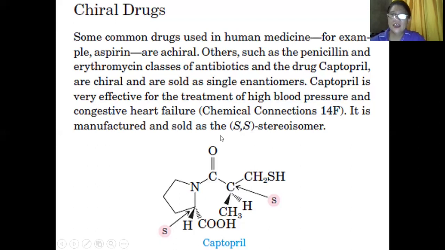And all of these are sold as the S stereoisomers, meaning the configuration is S. Not R, but S. R is clockwise, so S is in the counterclockwise configuration. Okay, this is now the captopril.